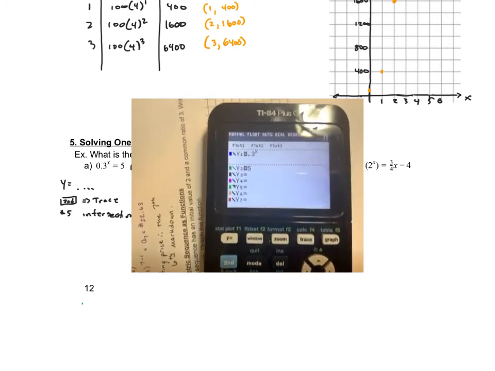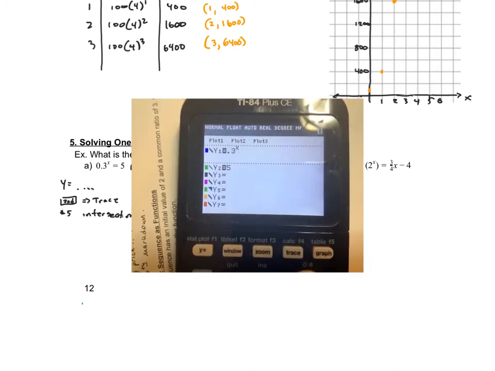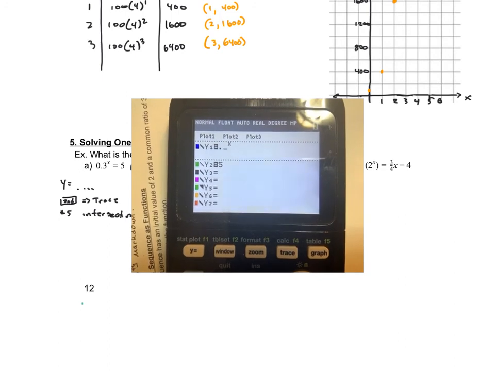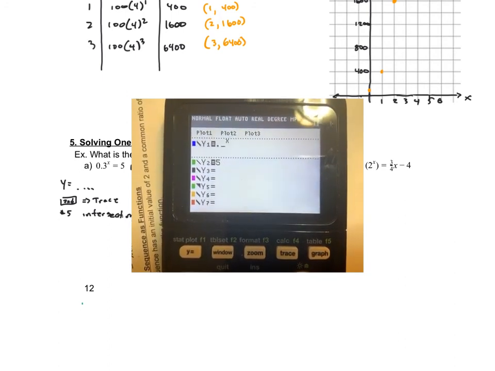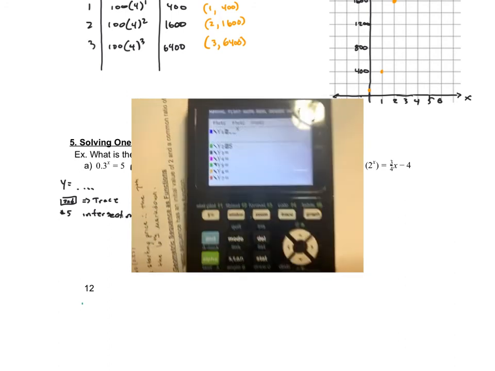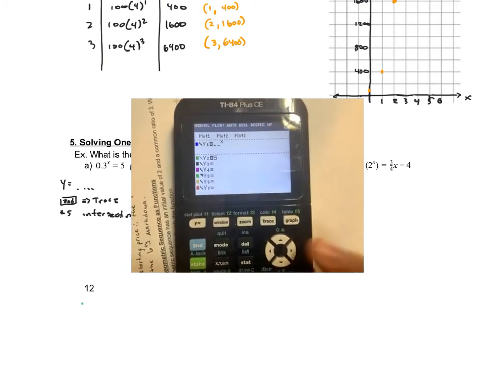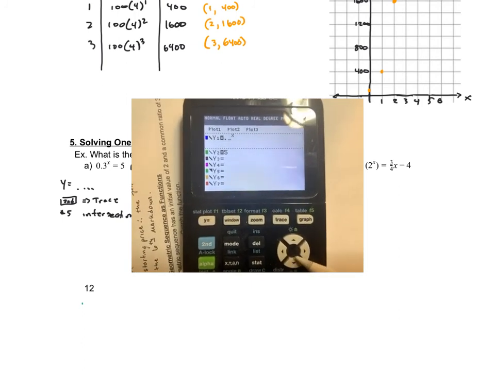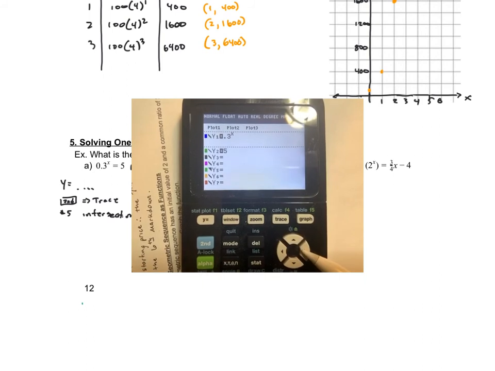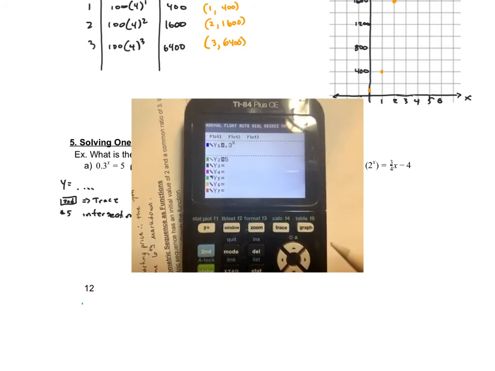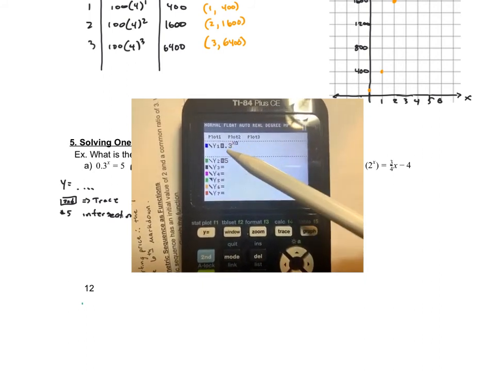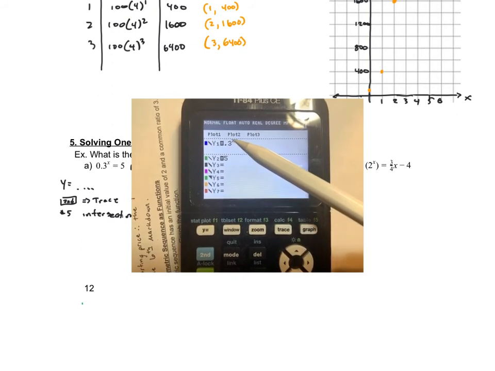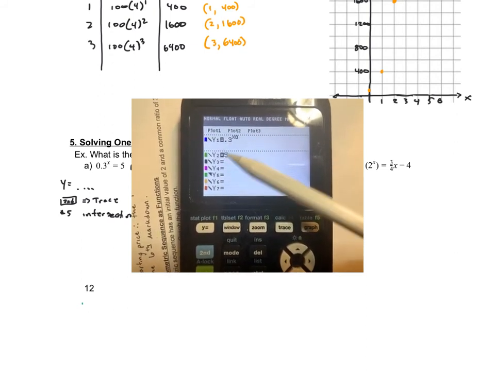Okay, so what we're doing in this next section is learning to put these equations into the calculator so we can find out where they intersect. And what I have here is I've gone ahead and input the two equations into my graphing calculator. I've made them different colors so they might be a little bit easier to see. And so here they are. It's going to be 0.03 raised to the x power, and then y is 5.